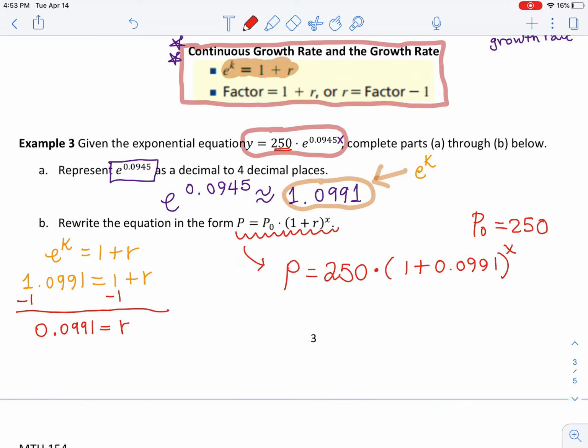You first find e to the k. You simply subtract 1 from that value, and that is going to be your r value. So we use the first highlighted equation there to go from a continuous exponential growth equation to one that is not continuous. I don't know what the unit is, but that's what we did.